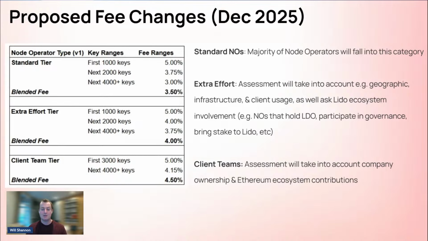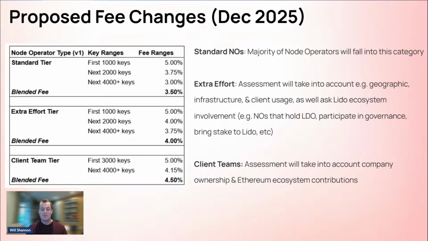The next is the extra effort tier. And I think this is pretty interesting. So this would basically follow an assessment from the node operator mechanisms workstream, which would then be included in the proposal for the DAO to take into account node operators that have historically spent a lot of effort in terms of geographic decentralization, using infrastructure that is less common across the network, having very distributed or diversified client setups, and then as well as Lido ecosystem involvement. So for example, node operators that hold LDO, participate in governance, bring stake to Lido, could potentially receive a 4% reward share.